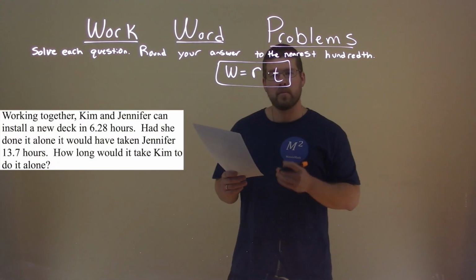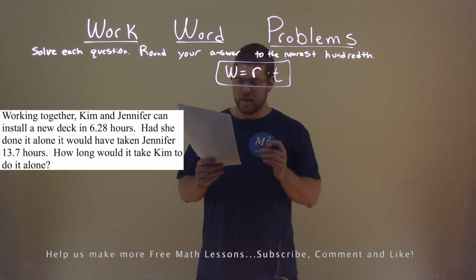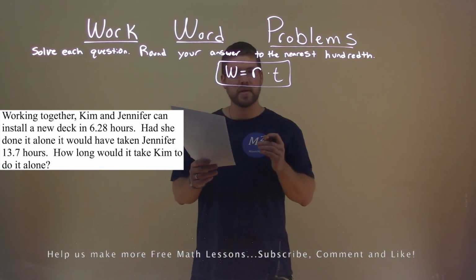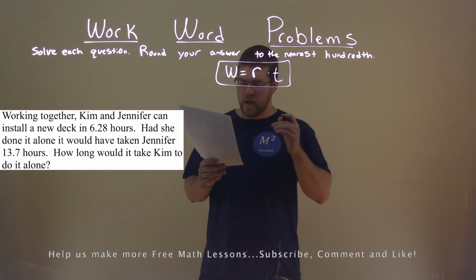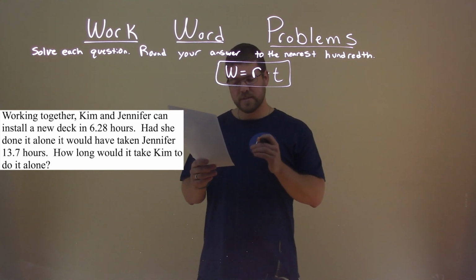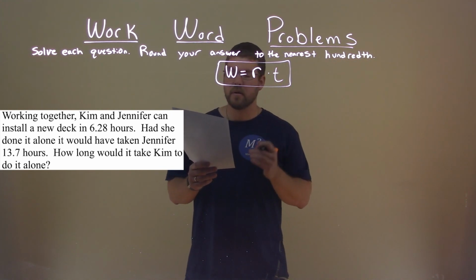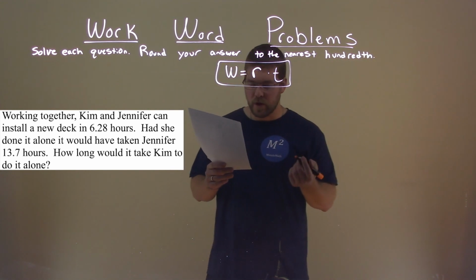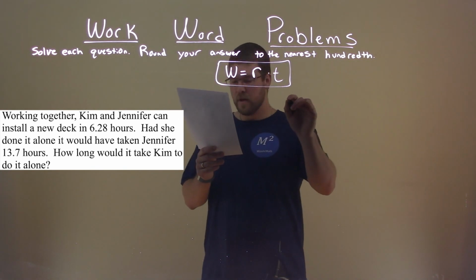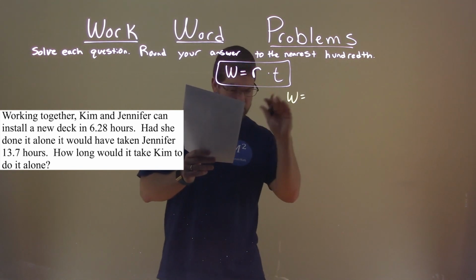We're given this problem right here. Working together, Kim and Jennifer can install a new deck in 6.28 hours. Had she done it alone, it would have taken Jennifer 13.7 hours. How long would it take Kim to do it alone? So what do we know? Well, we know the work done of installing a new deck, which I think these are low estimates, but it's okay.